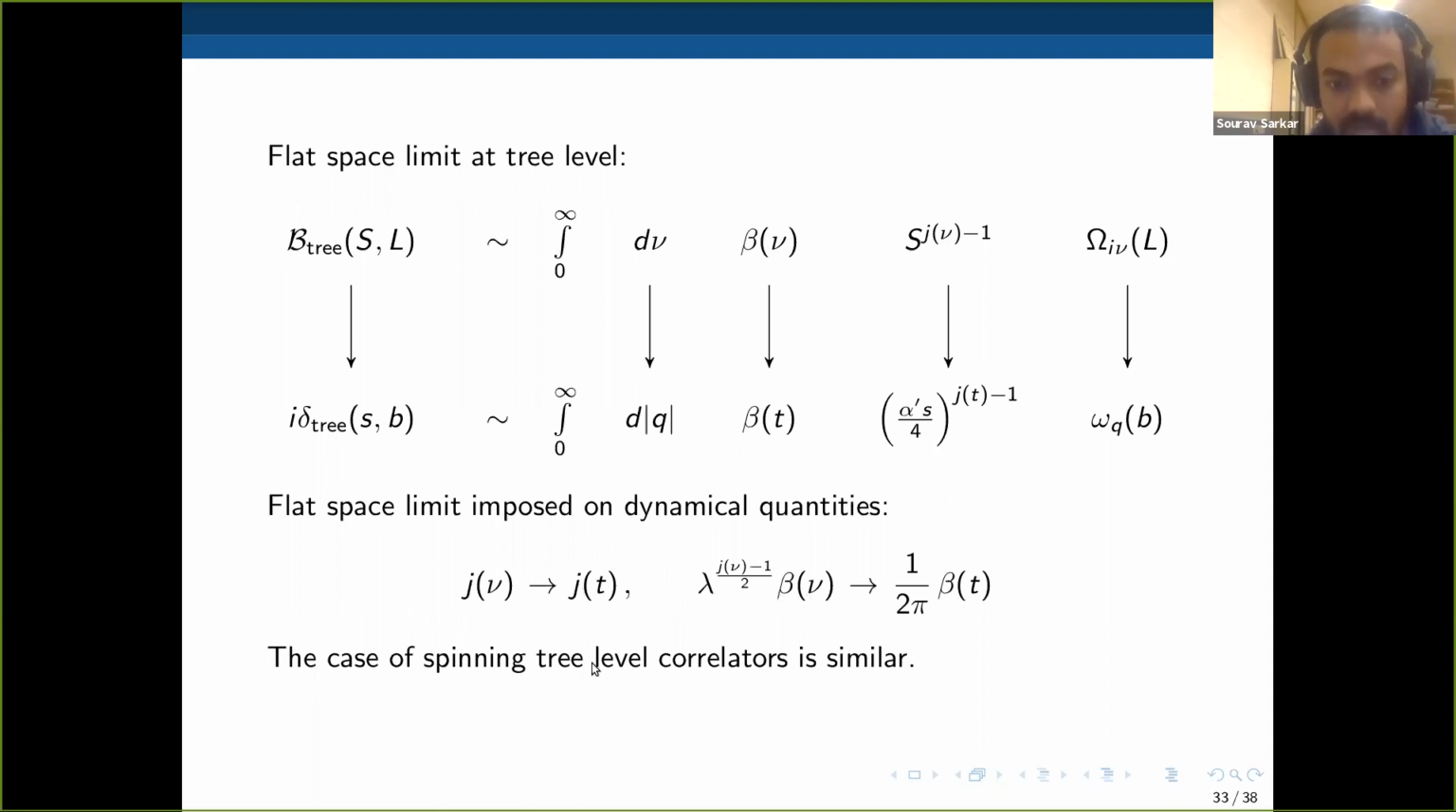And we can similarly work out the case of tree level correlators where two of the external operators have spin. It's just a bit more technically complicated with the tensor structures. But if we do that, then we also constrain the beta for those spinning correlators with the beta in flat space for the tree level correlators.